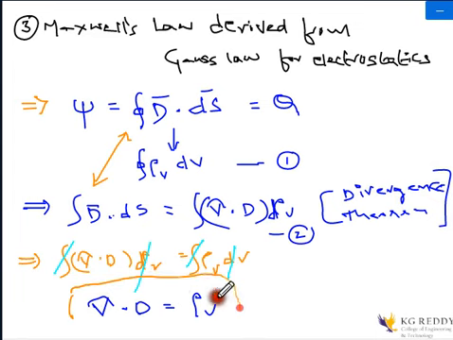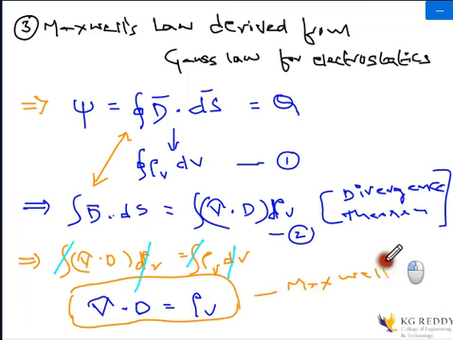So this is for electrostatics. That is the reason why you are seeing the electric flux density. So this is the third Maxwell's equation.